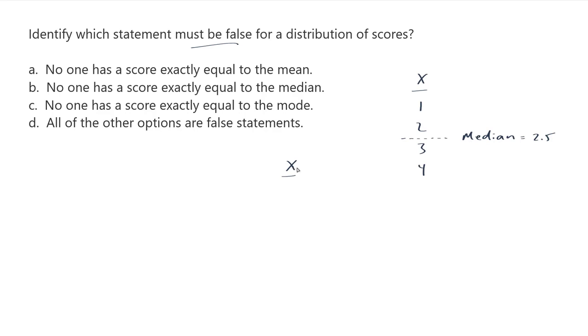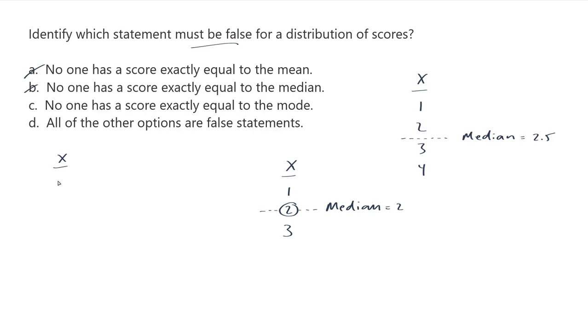But that doesn't have to be the case. I could have these scores. The median is right here at the 2. So the median is equal to 2, and there is a score that's exactly equal to the median. So I can't make a statement one way or the other that people cannot have or must have a score equal to the median. So it's not going to be A and it's not going to be B. What about C? No one has a score exactly equal to the mode.